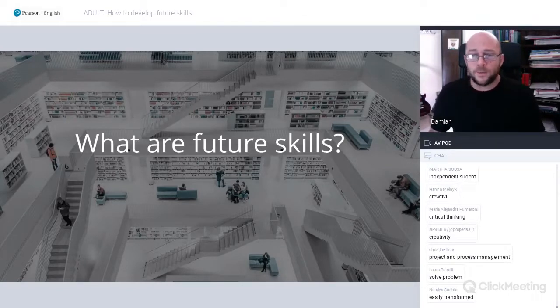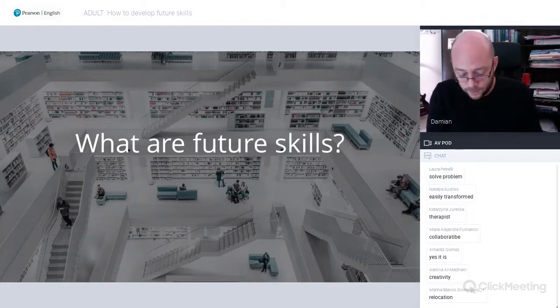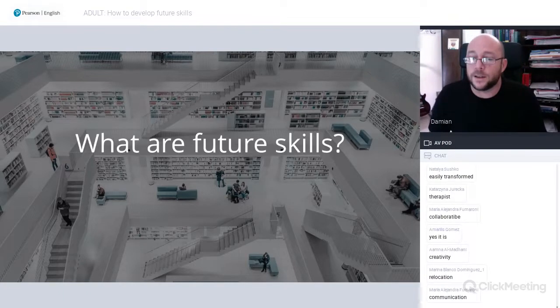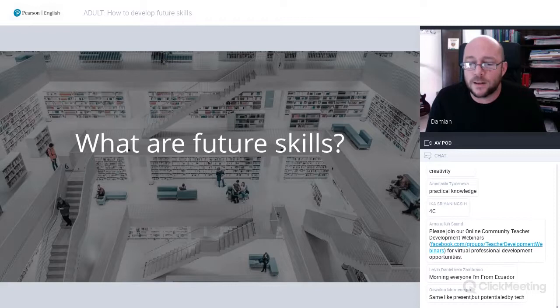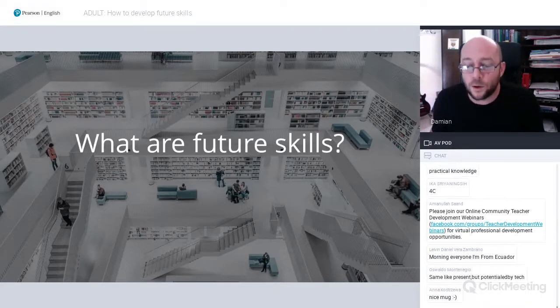So when you research future skills, or when I was doing research for future skills for this talk, there are lots of different types of skills that come up, but I managed to find about 5 which came up more often than not.